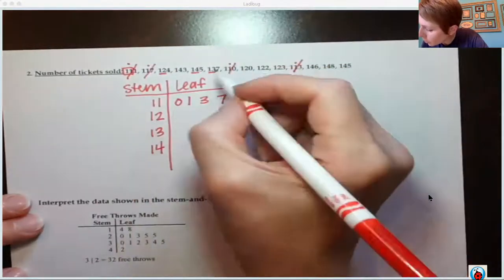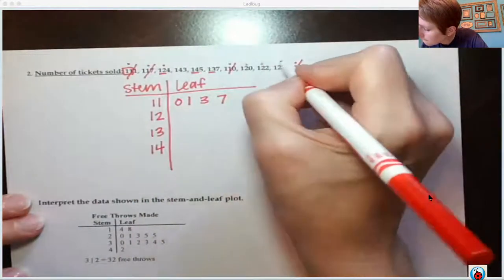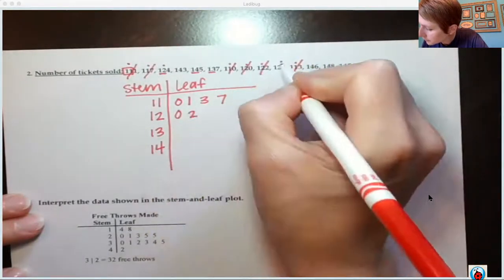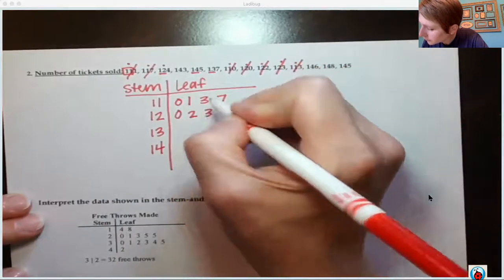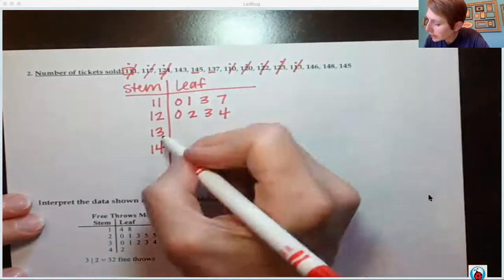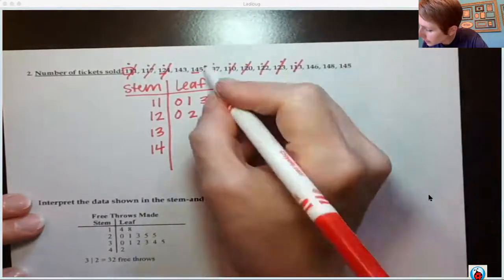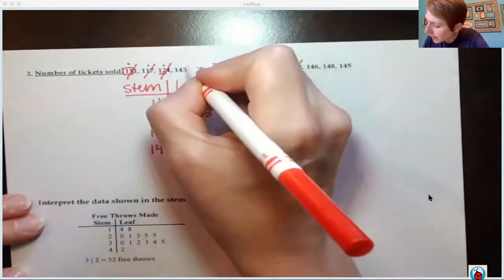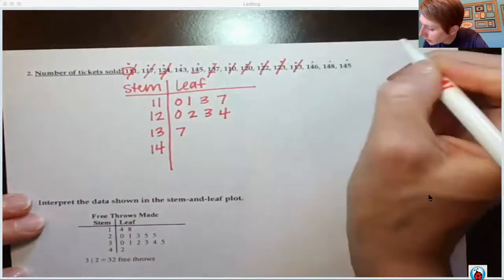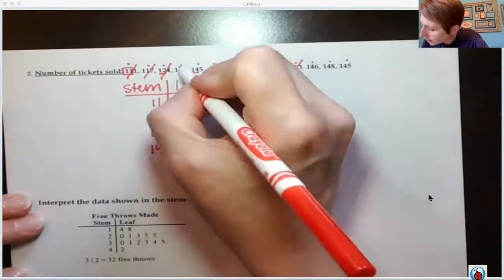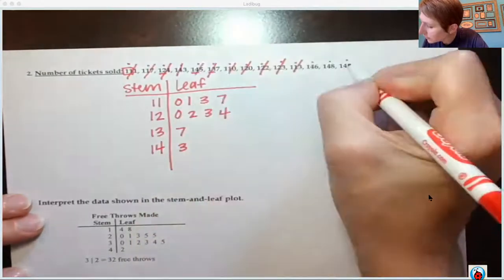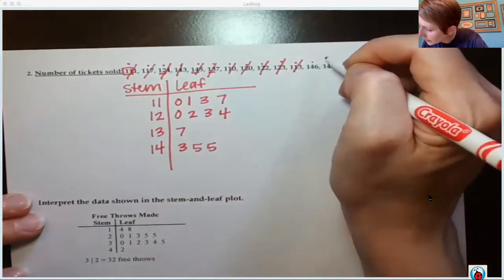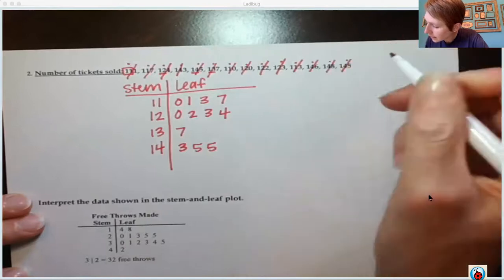Then all the ones that start with 1, 2. All my ones that have a stem of 1, 3. Looks like there's just one of those guys. And all my ones that have a stem of 1, 4 is all my guys that are left. I have a 3. I have 2 5s. Then I have a 6 and an 8.